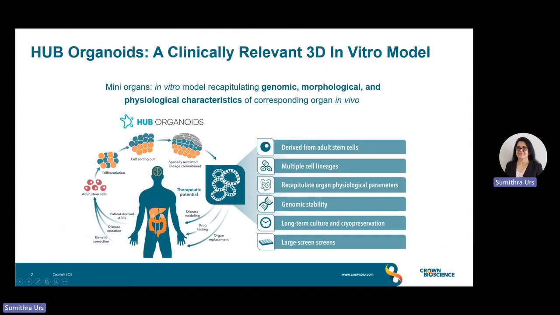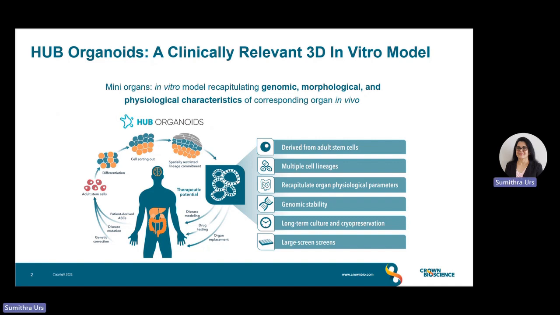While there are many definitions for the word organoid in the scientific field, at Crown Bioscience, we use the term organoid specifically to describe the technology established by Hans Clevers' lab and further developed at Hubrecht Organoid Technology as HUB organoids. Now, these organoids are derived from LGR5 positive adult stem cells of epithelial origin.